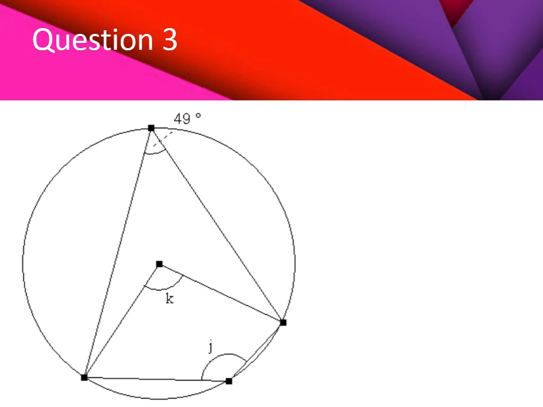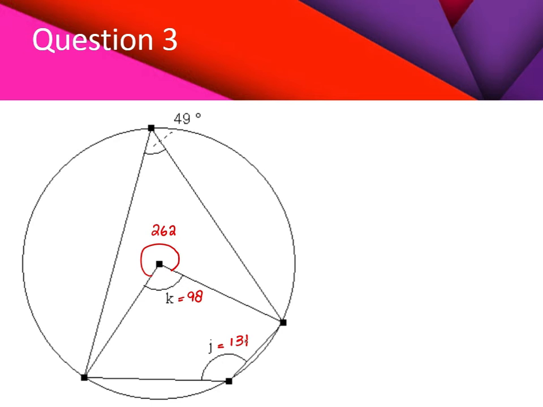Now here we have another example. So here also angle at the center is twice angle at the circumference. So if we multiply 49 by 2 we will get angle K, which is 98. But here when we find angle J, J is not half of 98, this is not 49. So what we will do, first we will subtract 98 from 360 degrees to find this angle. So 360 minus 98 is equal to 262. So it means this angle is 262. Now when we divide 262 by 2, it is 131. So angle J will be equal to 131.